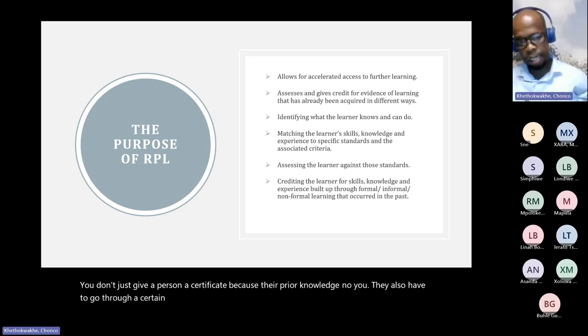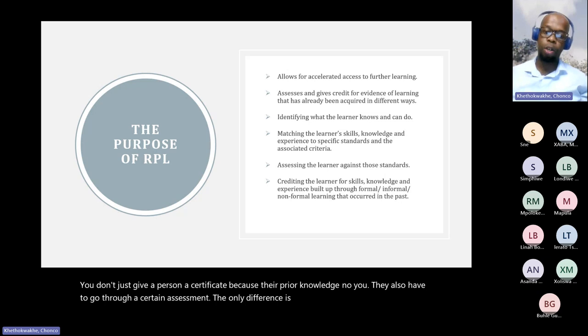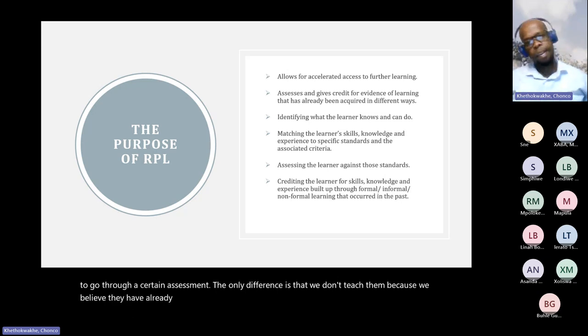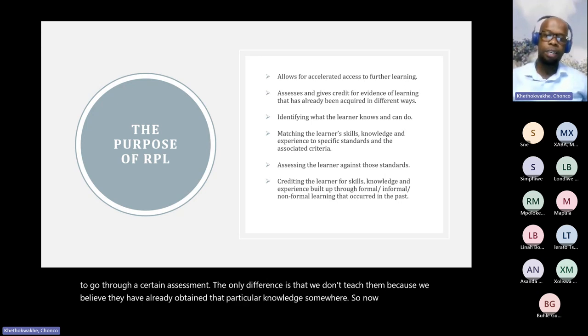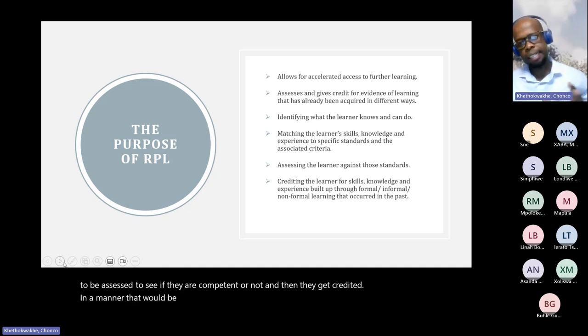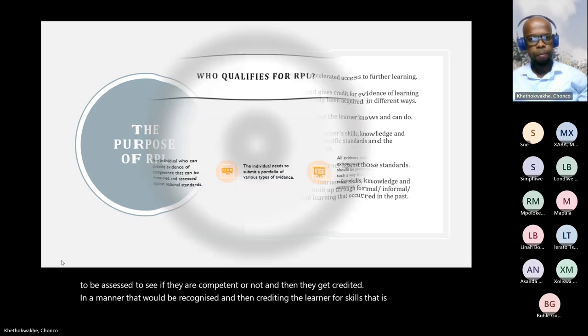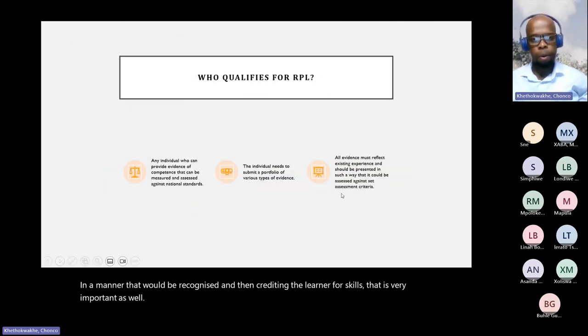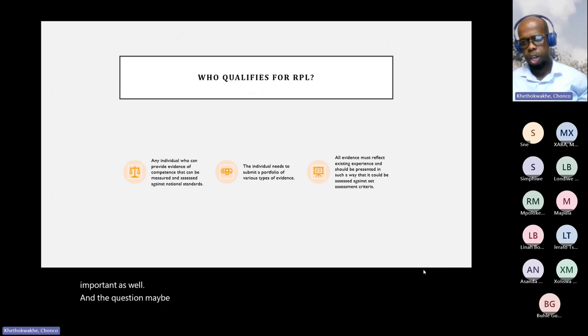The only difference is that we don't teach them because we believe they have already obtained that particular knowledge somewhere. So now they just need to be assessed to see if they are competent or not, and then they get credited in a manner that would be recognized. And then crediting the learner for skills, that is very important as well. And the question we might come across is: who qualifies for RPL?